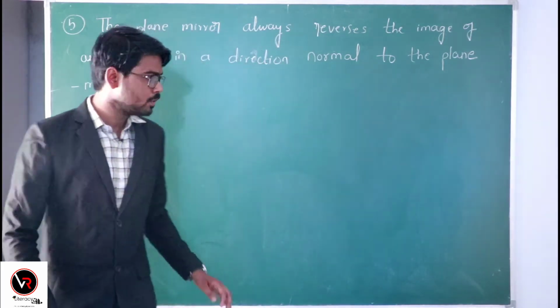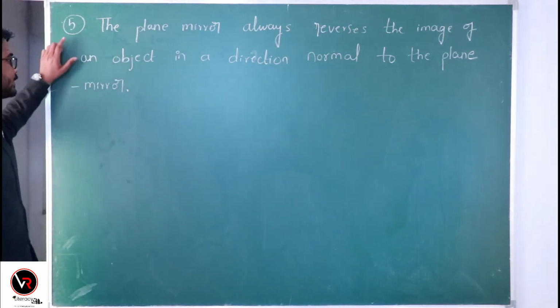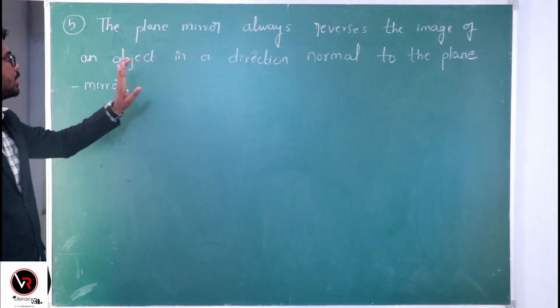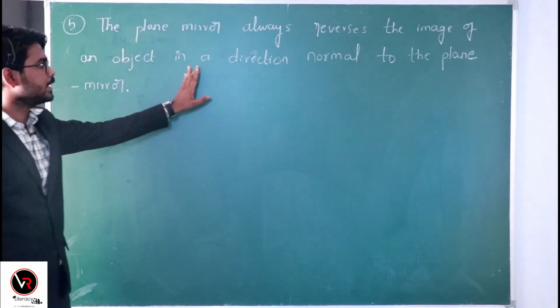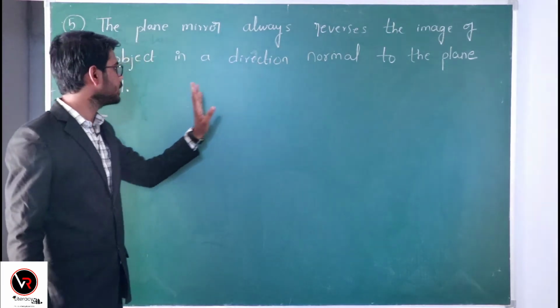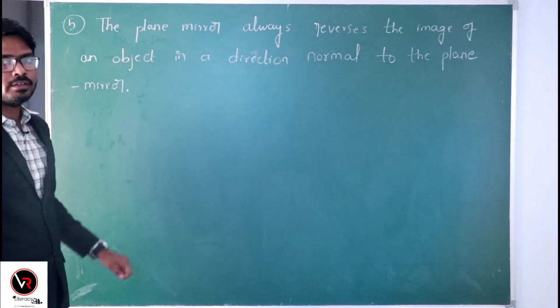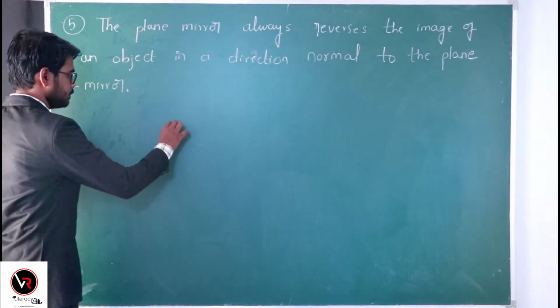Look at the board. So what is the 5th property saying here? The plane mirror always reverses the image of an object in a direction normal to the plane mirror. Let us try to understand this statement with the help of this diagram.